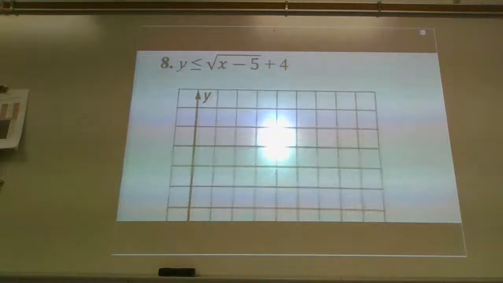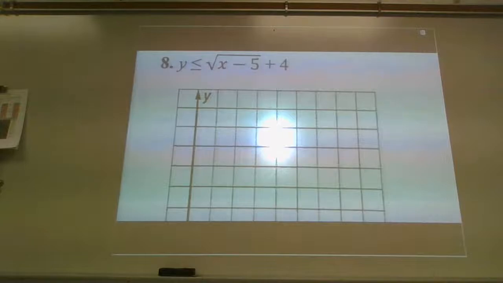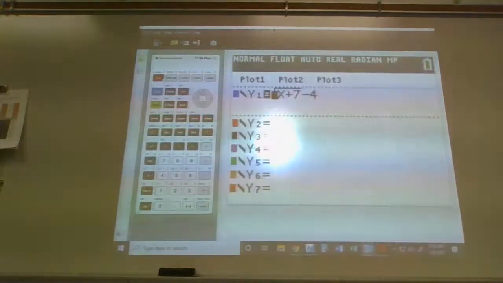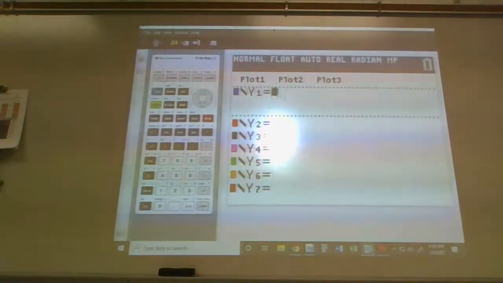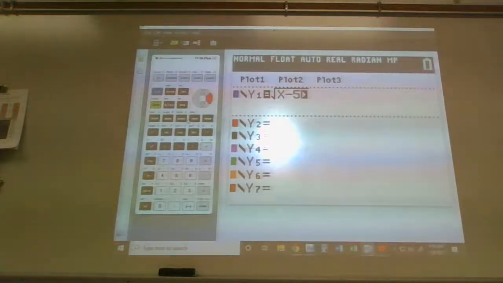There's no equal sign. Now, the directions don't say anything about domain and range, thankfully, but there's no equal sign. Check this out. I'm going to show you exactly how to do this. Everyone go to your y equals key. Now, I'm going to clear that out. Boom. And I'm going to type in exactly what number 8 is asking me to do. Square root of x minus 5, tab to the right, plus 4.